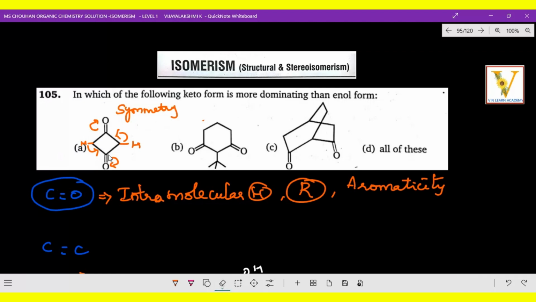Come on, let us go for that second option, whether it is stable or not, let us check. So in this point here, the same idea. Now here hydrogen will be there, no? So in this point one hydrogen is there, no?